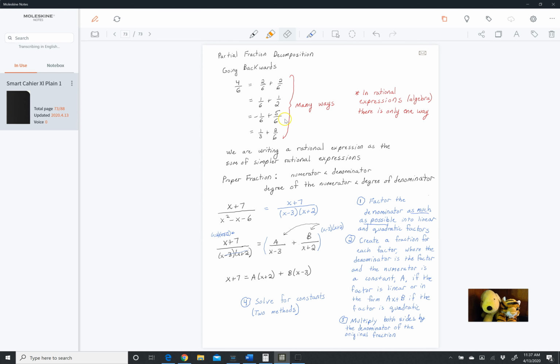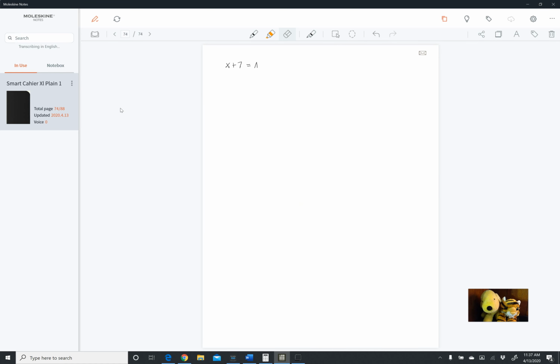So let's rewrite this on the next page. We have x plus 7 is equal to a times x plus 2 plus b times x minus 3. And in this case, we had two linear denominators.